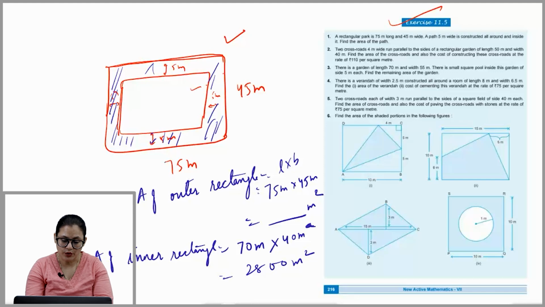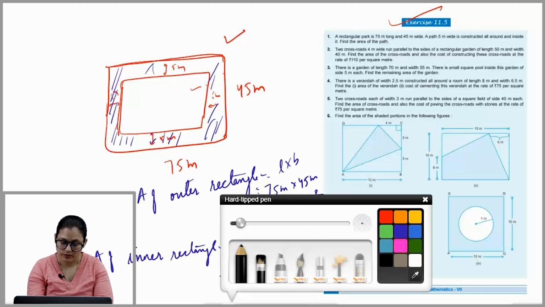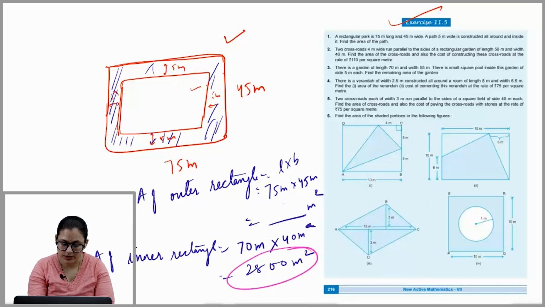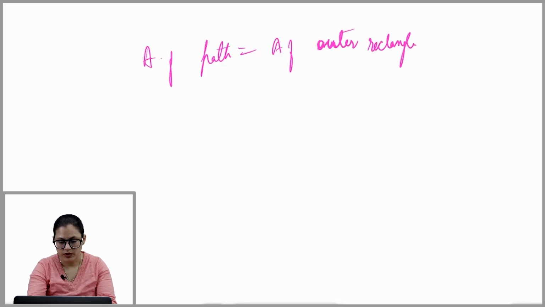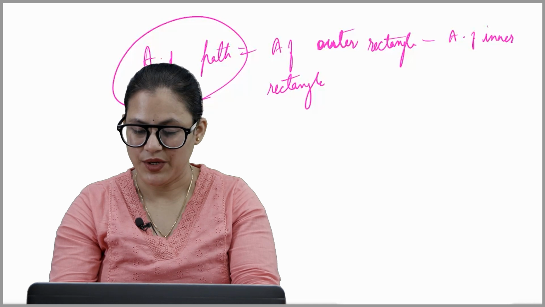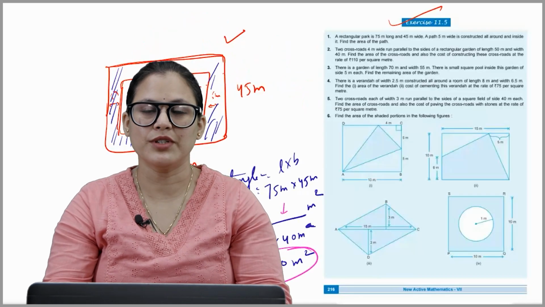So what will you do? You will subtract this area from this area. So you will write here, area of path is area of outer rectangle minus area of inner rectangle. After subtracting you will get the area of path, right? Okay students, now you will do practice of the remaining questions.